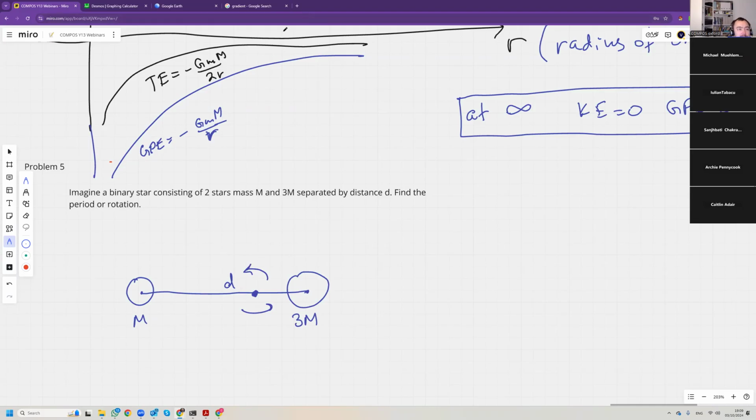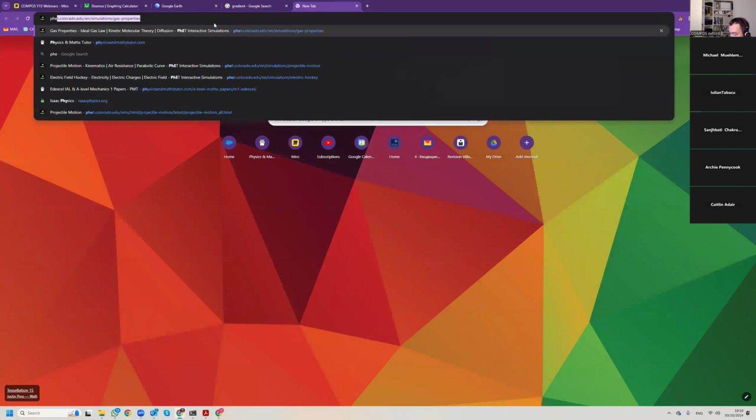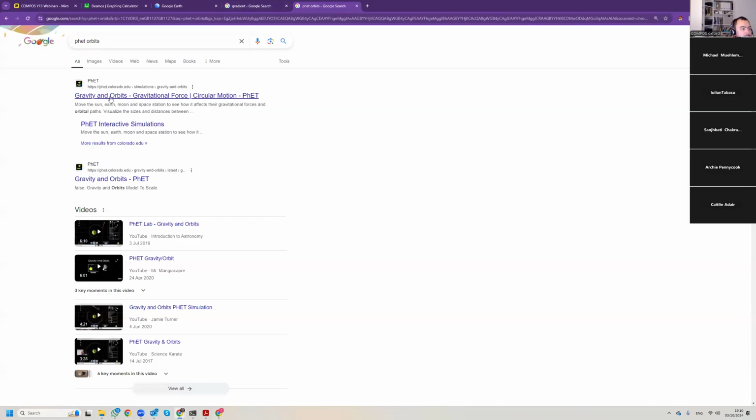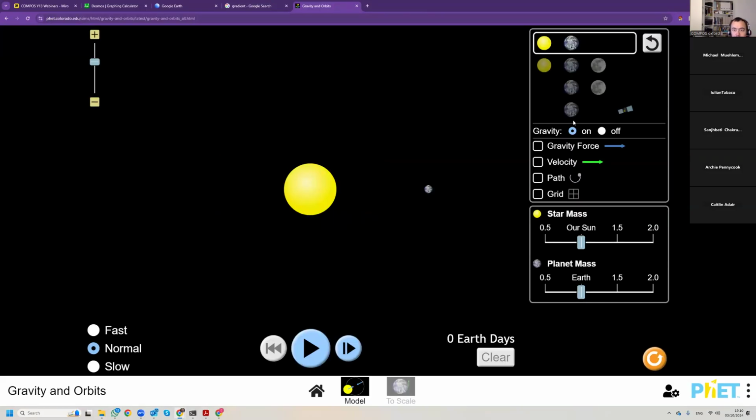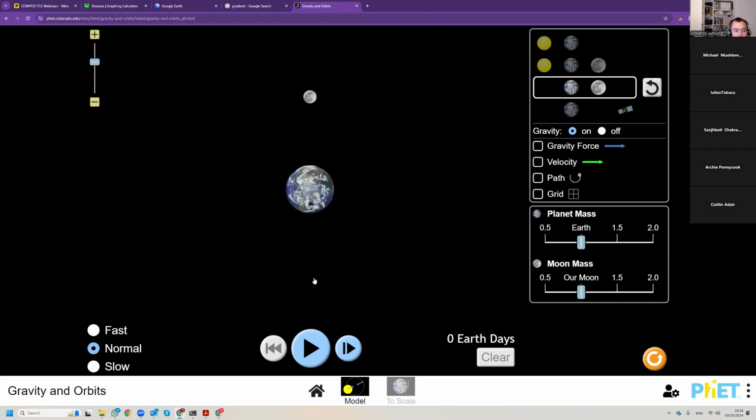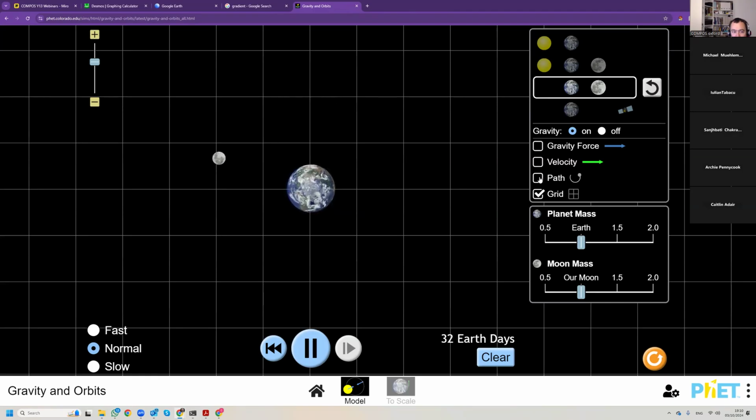I don't know if I can demonstrate that, but I'll try. Yeah, it is the center of mass, of course. So this is the Earth and the Moon. And as you can see, the Earth actually moves as well. As the Moon goes around the Earth, the Earth also rotates around a common center.